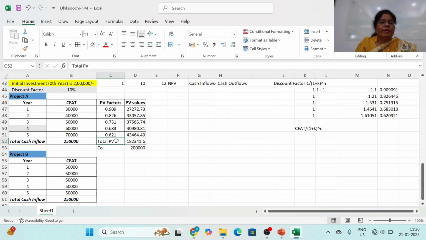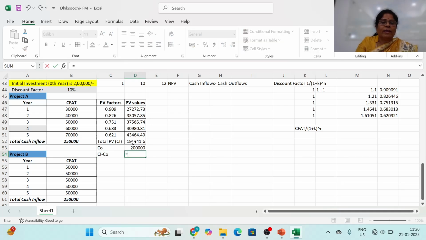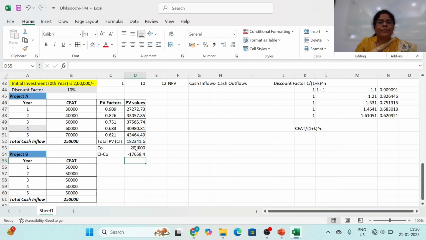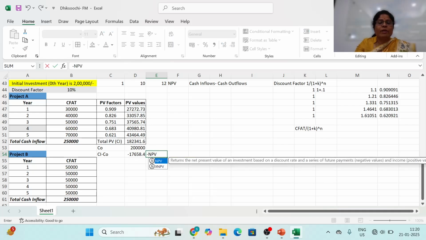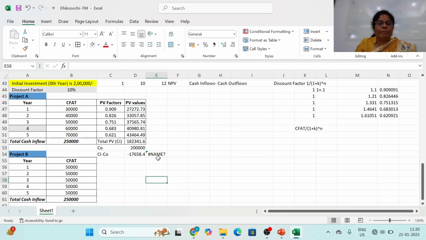So this total PV, in the sense, is the cash inflow. This is what we receive, cash inflow. Let me denote it with CI, and CO for the cash outlay. What was the formula? That is CI, cash inflow, minus cash outflow. The cash inflow is 1,82,354 minus the cash outlay. So you get a minus, right? It means that project A is generating a negative value, a negative NPV. It is a negative NPV. Okay.